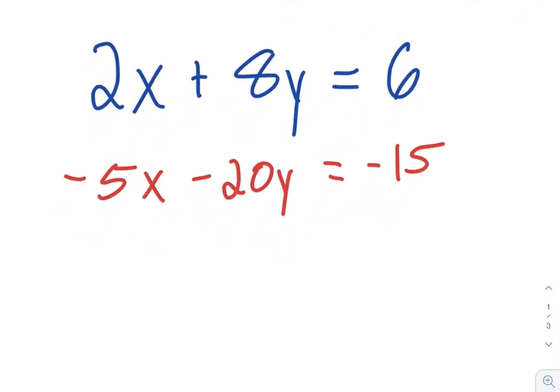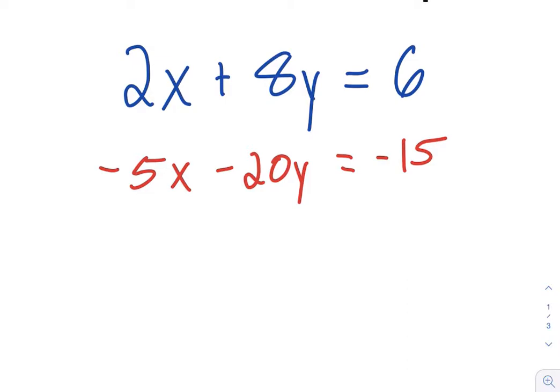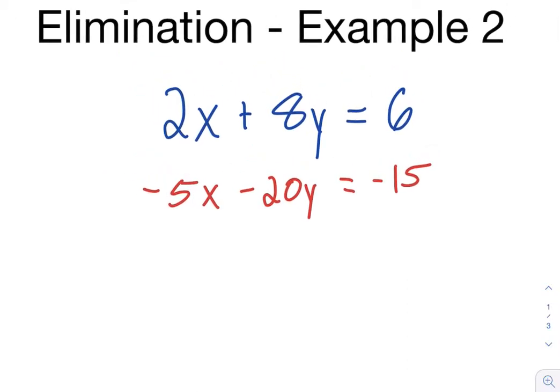I know you're excited. So here we got the blue one, 2x plus 8y equals 6. Red, negative 5x minus 20y equals negative 15. So elimination, we need to eliminate one of the variables. In order to eliminate one of the variables, we're going to add the equations together.